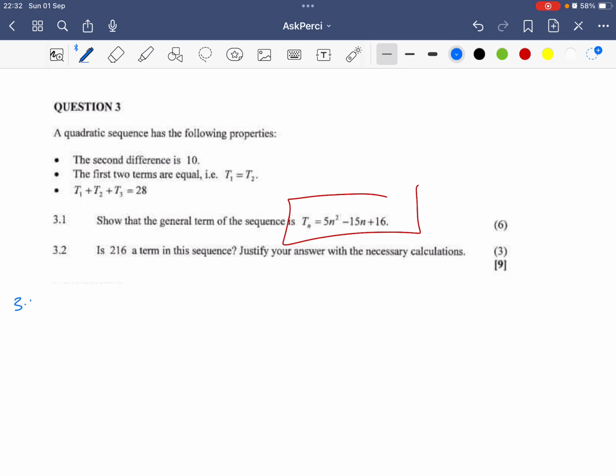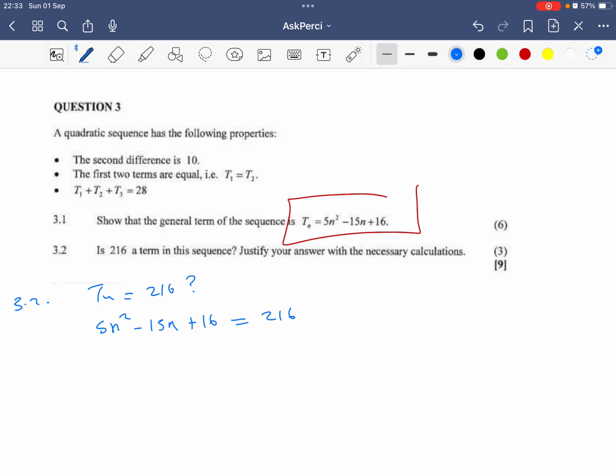Let's go to 3.2. Now the question is very nice. Is 216 a term in the sequence? They're asking you, is 216 a term in the sequence. So we can write that. They're asking, do we have this in the sequence? Tn is equal to 216. Do we? So we know that Tn is 5n squared minus 15n plus 16, 216. Do we have something like this?